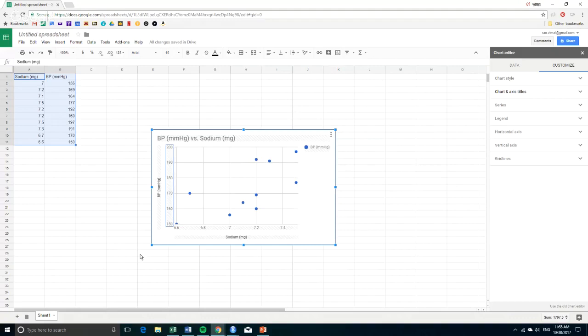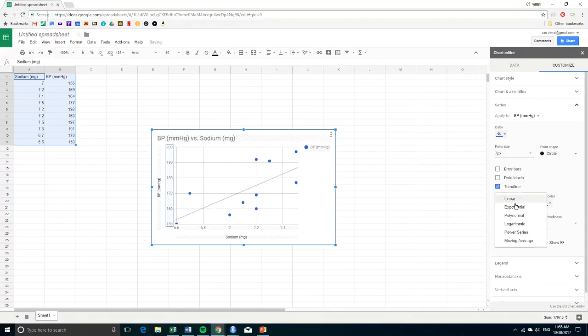So this is our scatter plot, and it certainly looks like there does appear to be a positive correlation, maybe a weak positive correlation. The data does kind of look like it's moving upwards. As sodium increases, blood pressure also increases. What I really like to do is to include a trend line. If you click on Customize in Chart Editor and then Series, there's an option for trend line. Let's stick with a linear trend line for now. A linear trend line is similar to the simple linear regression that we're going to talk about in part 2.